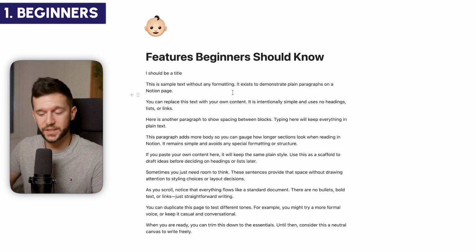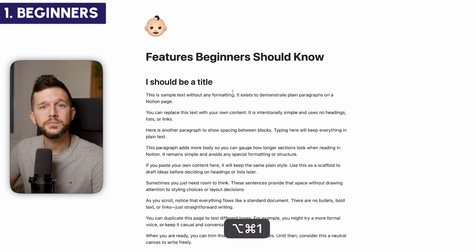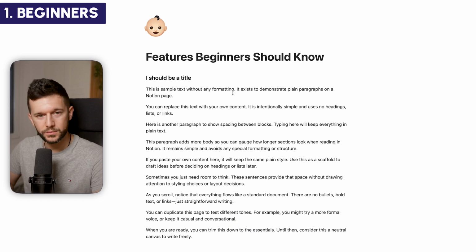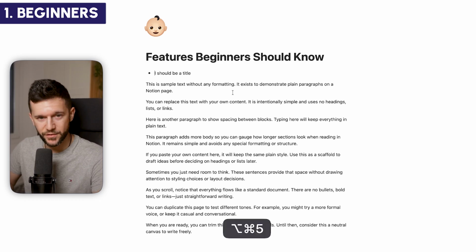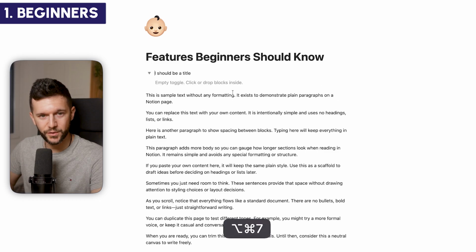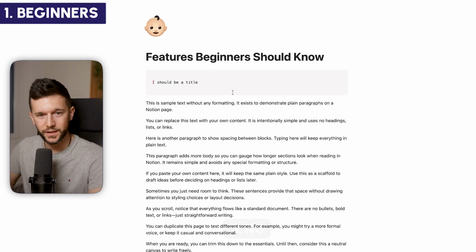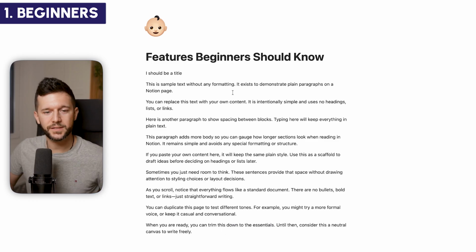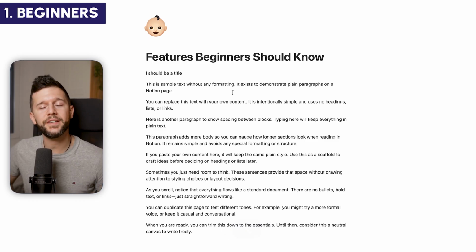But what if I tell you that you can just do Command Option 1 to get the same result? Command Option 2, or 3 or 4, is a different one, 5 is a different one, 6, 7, 8, 9 are different ones, and Option 0 is text. This is the fastest way to format pages in Notion.